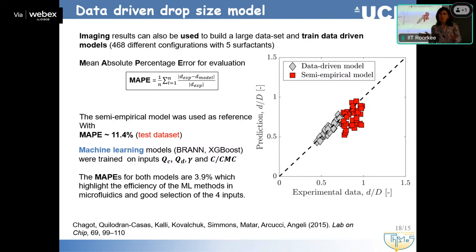What I can show you is that you need to have quite a few data, not huge amounts, but you need to have a few. So what we tried to do in this case is to collect some work from a couple of different labs. We had 468 data points, different surfactants, basically to predict the drop size using a data-driven model.